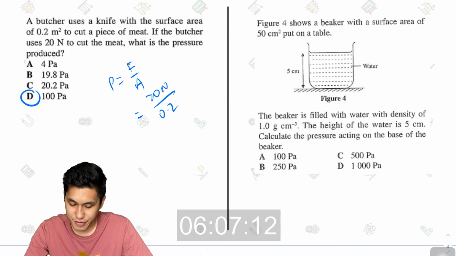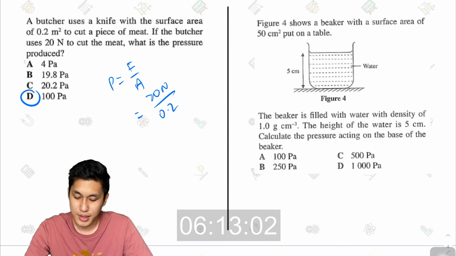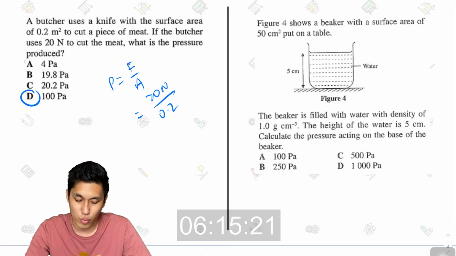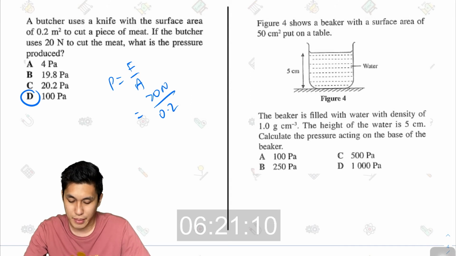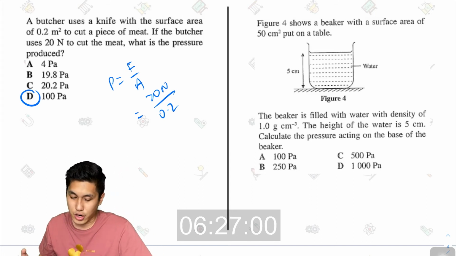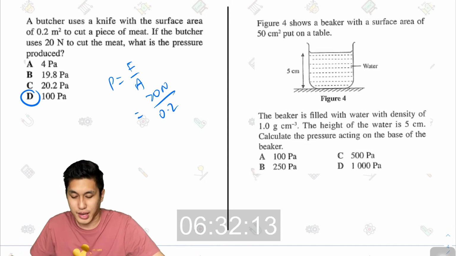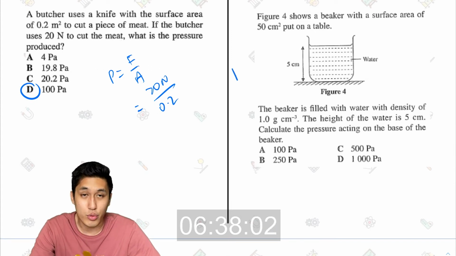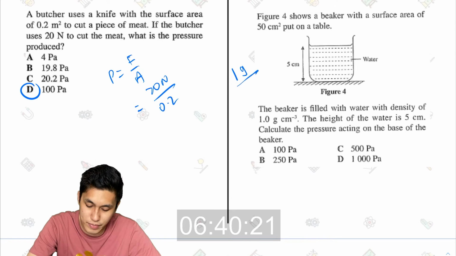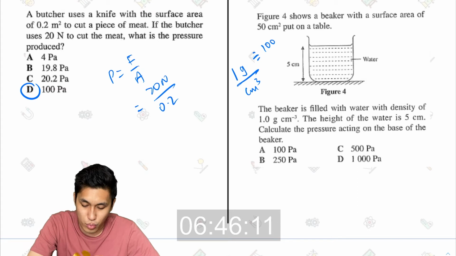The next one, figure 4, shows a beaker with a surface area of 50 cm squared put on the table. The beaker is filled with water with density of 1 gram per cm cubed. The height of the water is 5 cm. Calculate the pressure acting on the base of the beaker. So since the answers are all in pascals, I will have to change the density to kilograms per meter cubed. And how do I do that? I'll put it this way, gram divided by cm cubed. From grams to kilograms, I will have to divide by 1000.